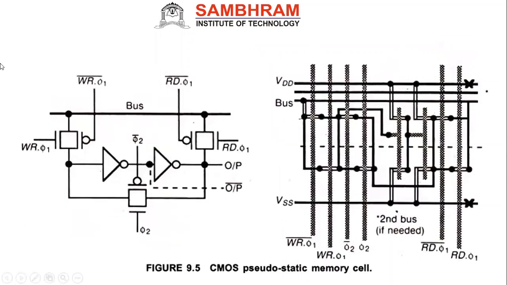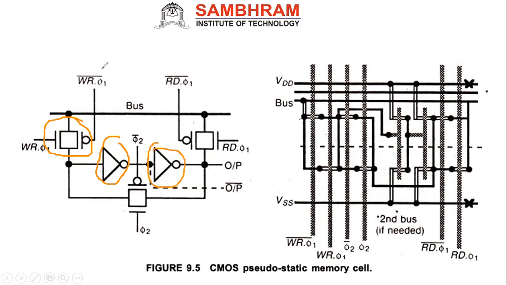Now that is the NMOS version. Now we have to go for the CMOS version. What will you do for the CMOS version? Just replace the pass transistor by CMOS, that is a transmission gate. Instead of the NMOS inverter, change it to a CMOS inverter. This is also a CMOS inverter.